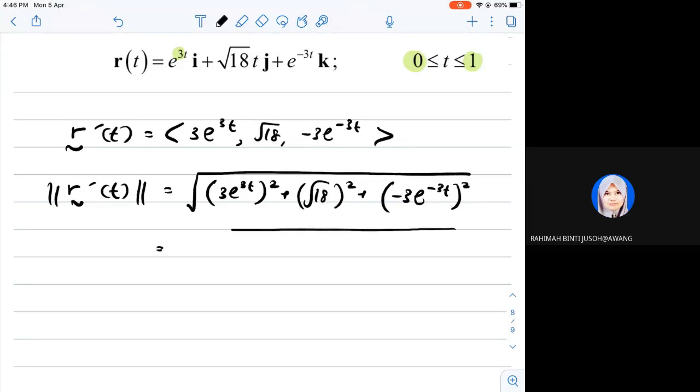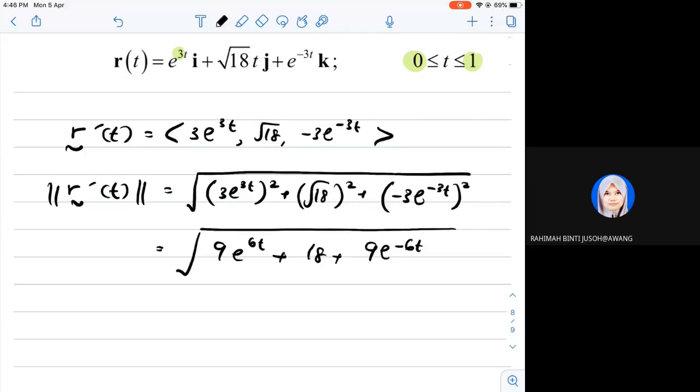So you will get 9 exponent apa tu? 3t kuasa 2 dapat apa? Ni sudah saya confuse ni. 6t. Yes, 6t. Very good. And then plus square root 18 squared jadi 18 sahaja. And then negative 3 squared jadi positive 9 exponent negative 6t.